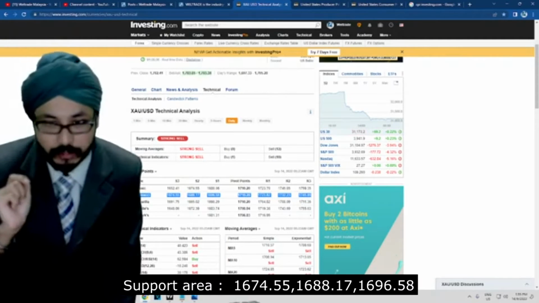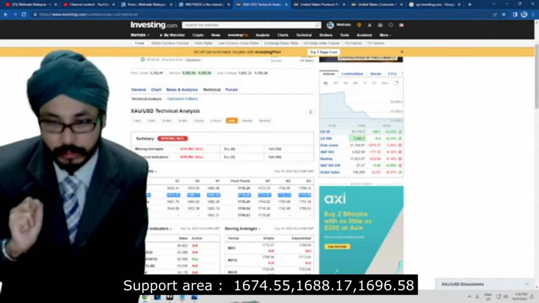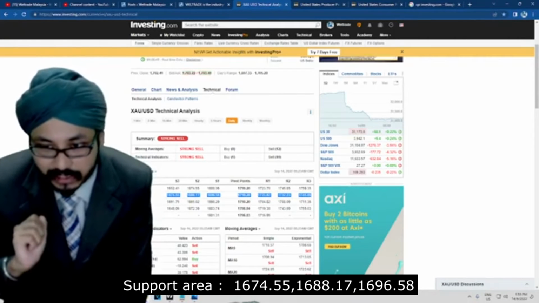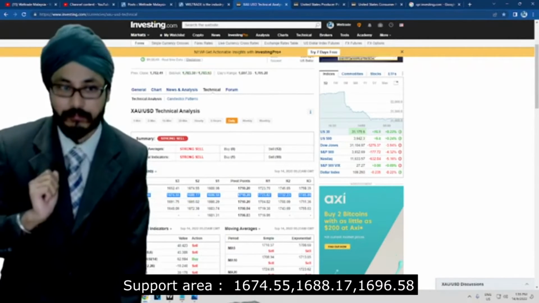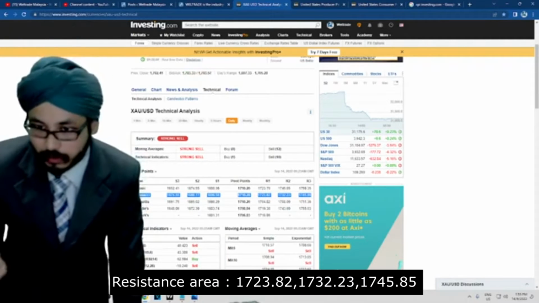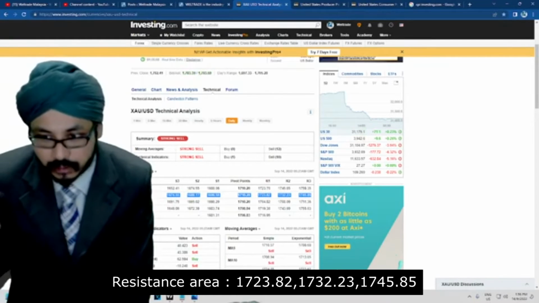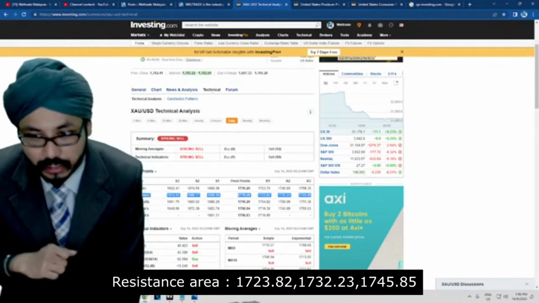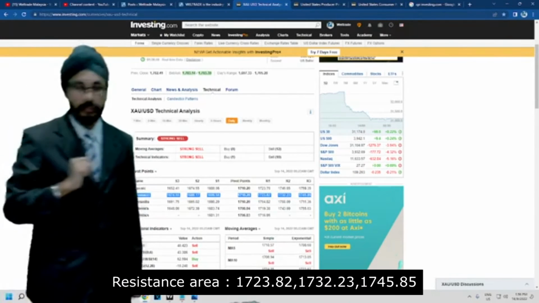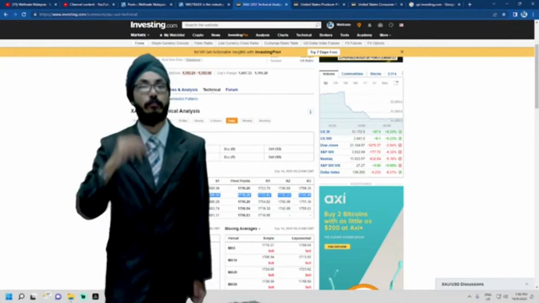The first support point that we have is 1674.55. The second support point is 1688.17. And the third one is 1696.58. So these are all the 3 support points that we have. For the resistance points, firstly we have 1723.82. For resistance 2 we have 1732.23, and for resistance 3 we have 1745.85. These are the 3 support points and the 3 resistance points that we look at daily based on Fibonacci.